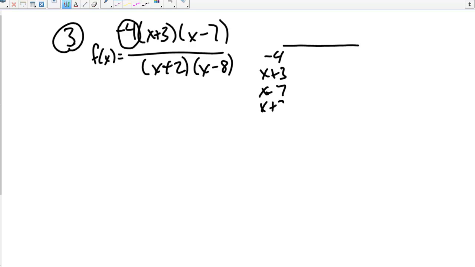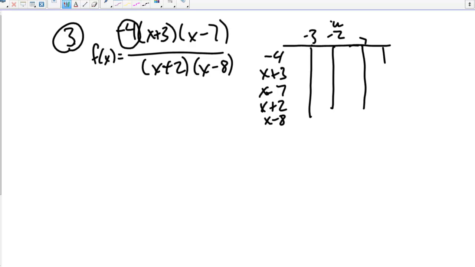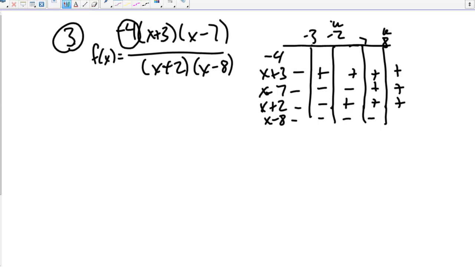Although it never becomes 0, it never becomes 0. And so what do we have here? Negative 3, negative 2, with a u there, 7, and 8, and 8 with a u. You can do all these sign charts here. This would be negative, positive, positive, positive, positive, negative, negative, negative, positive, positive, negative, negative, positive, positive, positive, negative, negative, negative, negative, positive. And you can look at all the signs here all you want.